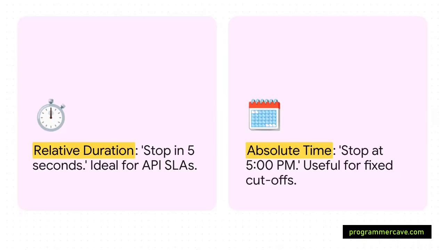Now, it's really important to get the difference between a timeout and a deadline. It's simple but critical. A timeout is relative. It says, stop this job in 5 seconds from now. A deadline is absolute. It says, stop this job at 5 p.m. sharp. I don't care when you started. You can see why timeouts are just perfect for things like API service level agreements, or SLAs.